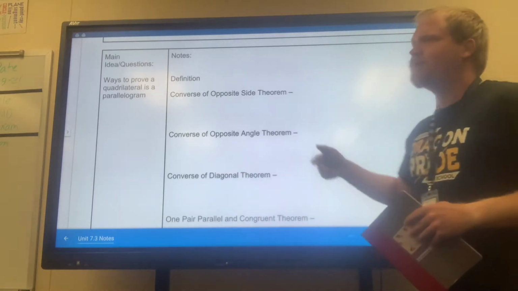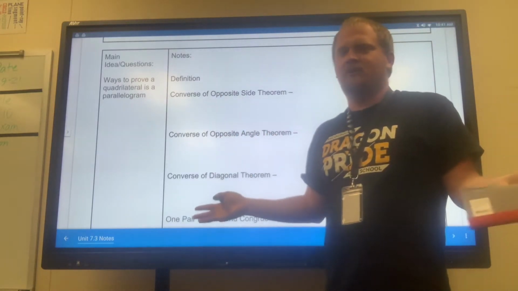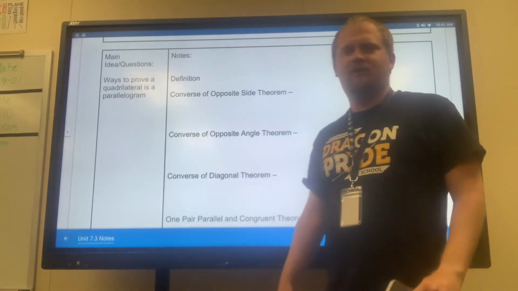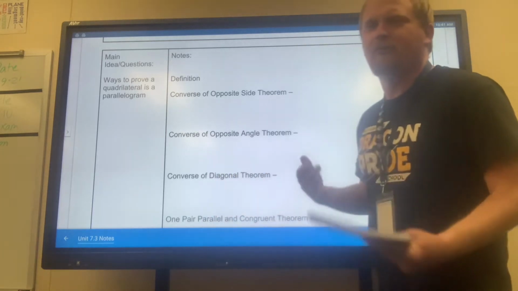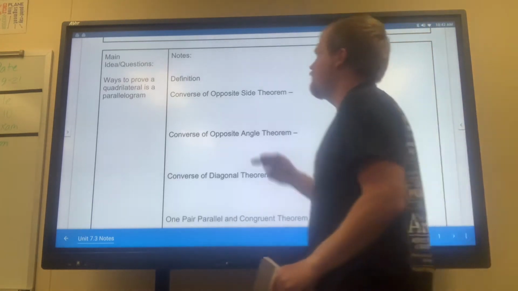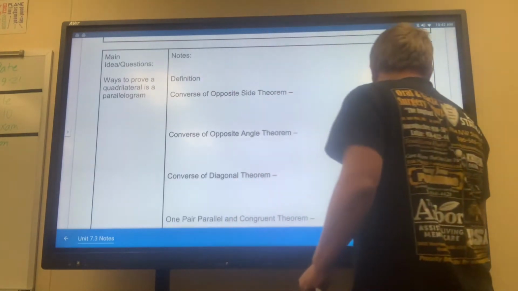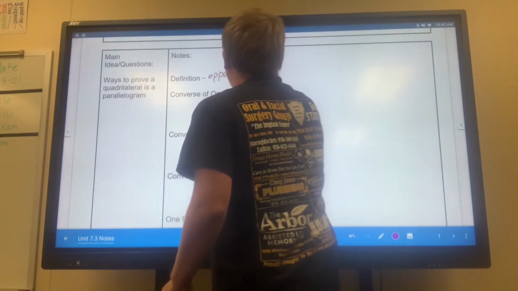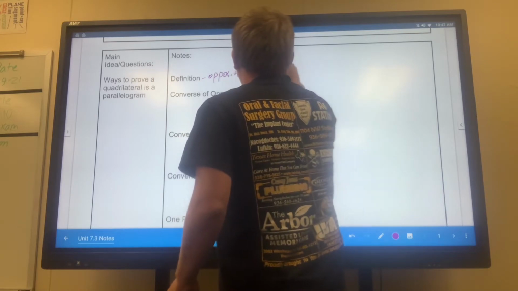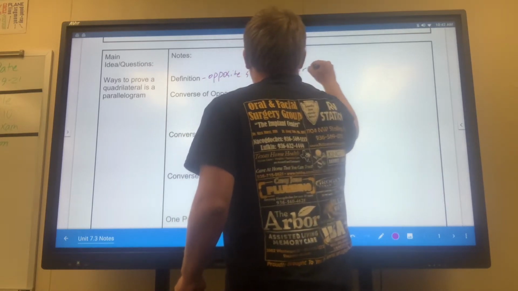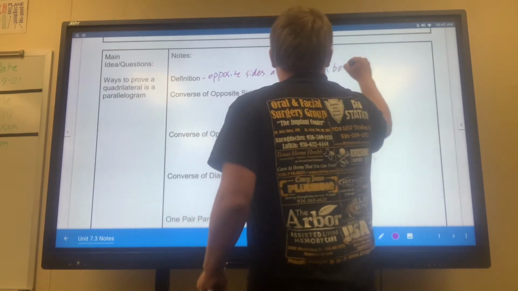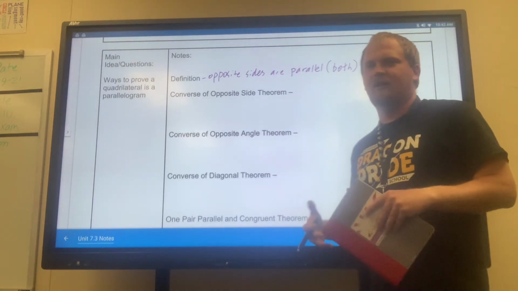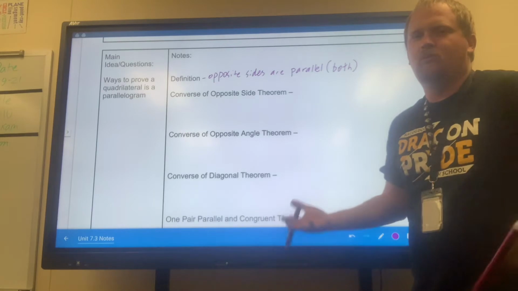Now, one way of doing it is obviously by the definition. Just by pure definition of a parallelogram, that's a parallelogram. We're not going to rewrite the whole definition, other than the fact that opposite sides are parallel. And I'm putting in parentheses both. That's the big key. Both pairs of sides have to be parallel. Just by pure definition, that's one way.